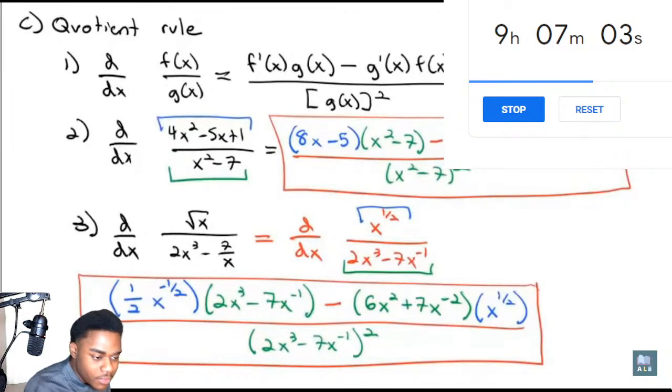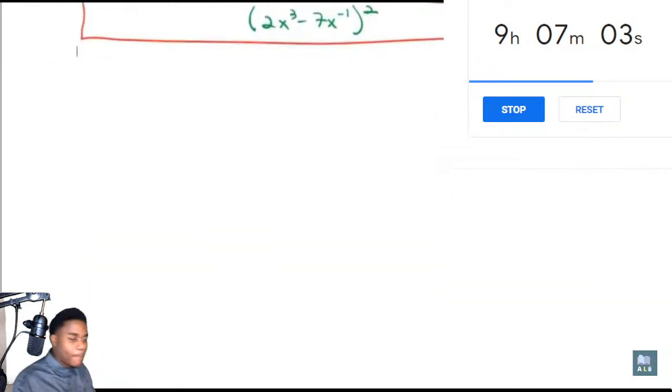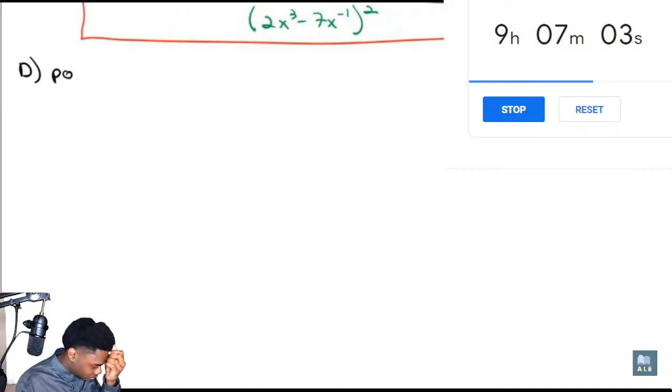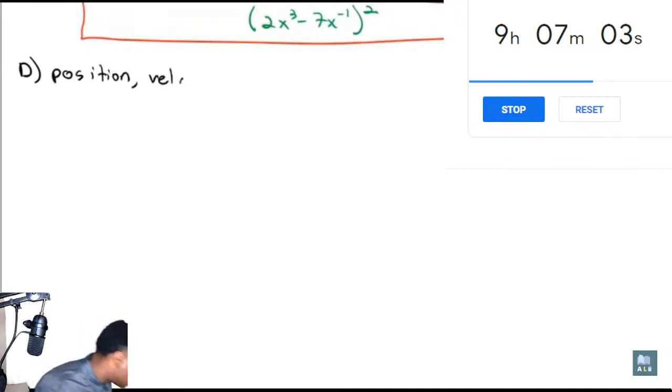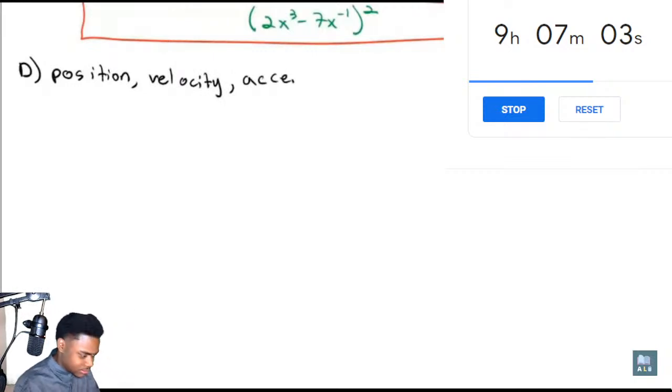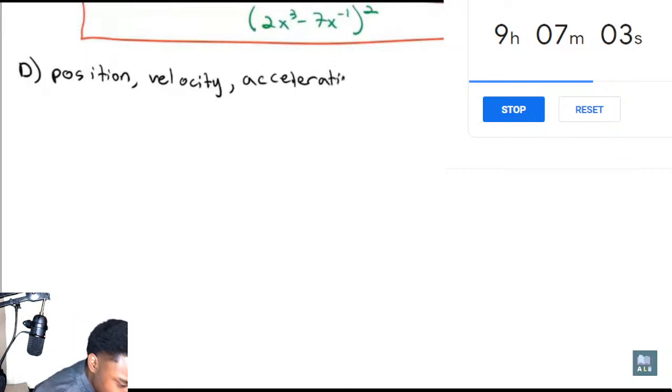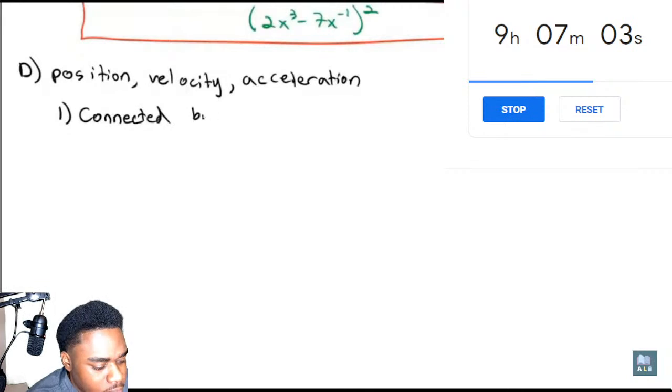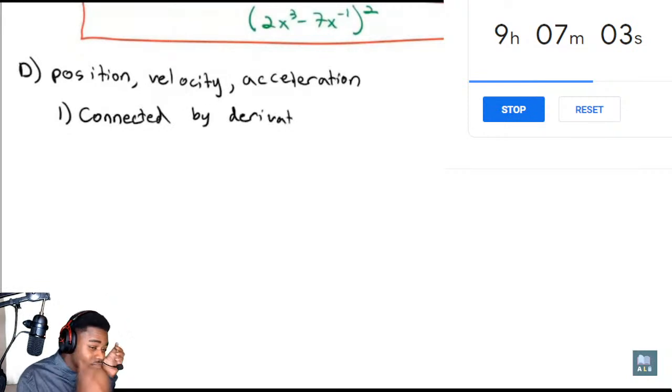Now that we have a couple derivative rules, we can actually take a look at some applications of the derivative and solve some more interesting problems. One of the most common applications of the derivative is the relationship between the position of an object, the velocity of that object, and that object's acceleration. All three of these things are connected by derivatives, because the derivative is the rate of change.